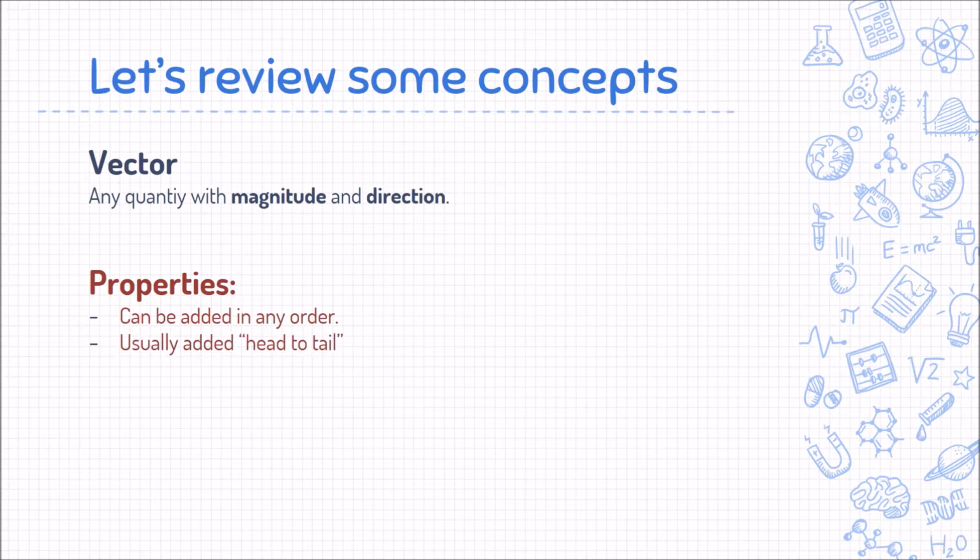They're also usually added head to tail, which means if we draw a vector, and in this case we have our vector going kind of up and to the right, the next vector we draw should start where that vector ends and continue onward. So we have head to tail.